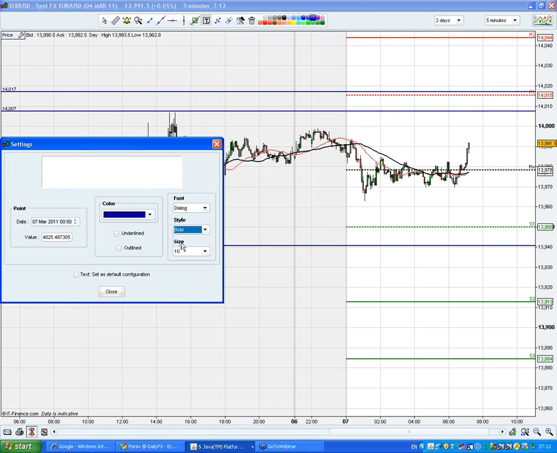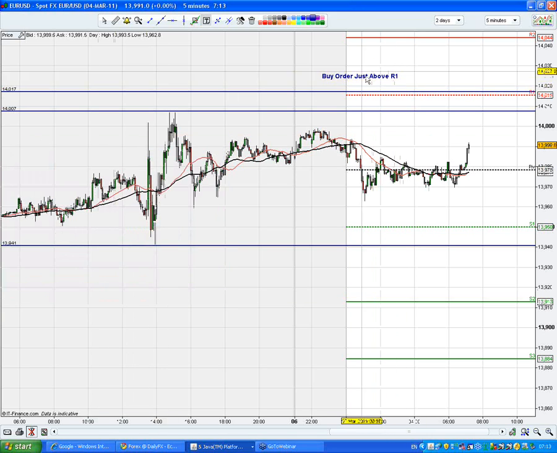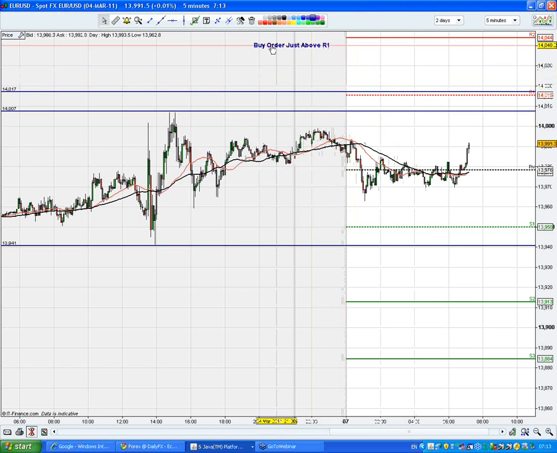make it bold. And I increase the font, so I can put here buy order just above R1. So again, you can write a text on your chart if you want. There are other sort of things you can do with your chart. And you can move the text if you want. So again, if you right-click on the text, you can move your text to wherever you want it to be.